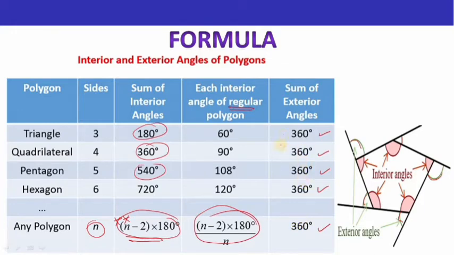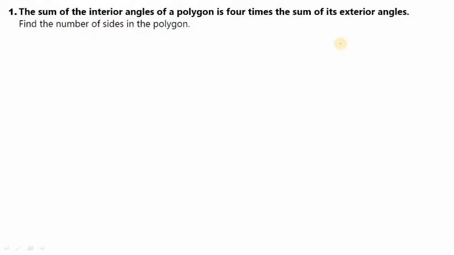Okay, so these are the things that you need to keep in mind. Having understood this, let's see the first question. The first question says the sum of the interior angles of a polygon is 4 times the sum of its exterior angles. This part is very important. Find the number of sides in the polygon.